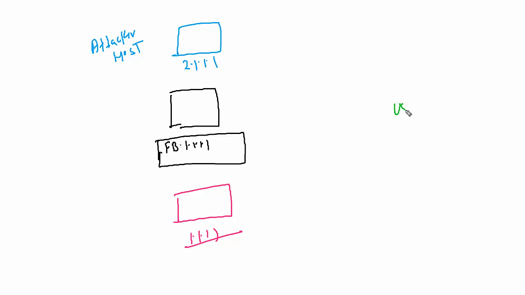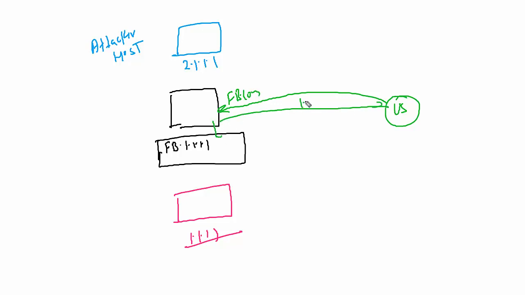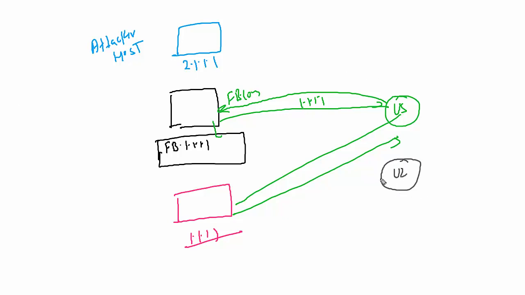So we have a user here. The user has requested facebook.com. From the cache, it says facebook.com is on 1.1.1.1, and this way he connects with 1.1.1.1. Now we have user 2. He also requested facebook.com, but this time what happened? The attacker already pushed a new entry. Here the attacker is there.